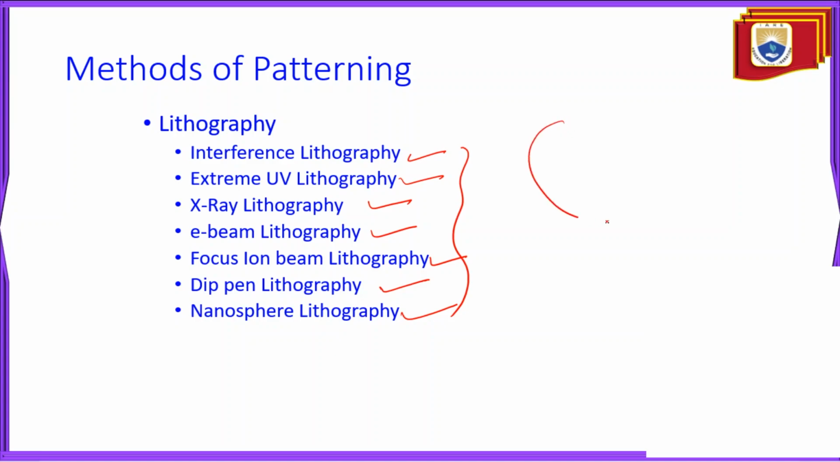Suppose you take a silicon chip of this particular dimension, right. The patterning of a particular geometry on the film requires some writing part. That writing part can be done by E-beam lithography, or by whichever lithography technique we have: interference lithography, extreme ultraviolet lithography, X-ray lithography, E-beam lithography, focused ion beam lithography, dip pen lithography, and nanosphere lithography. So these are the different methods of patterning the image on any substrate, like silicon or plastic or whatever the material is, right?